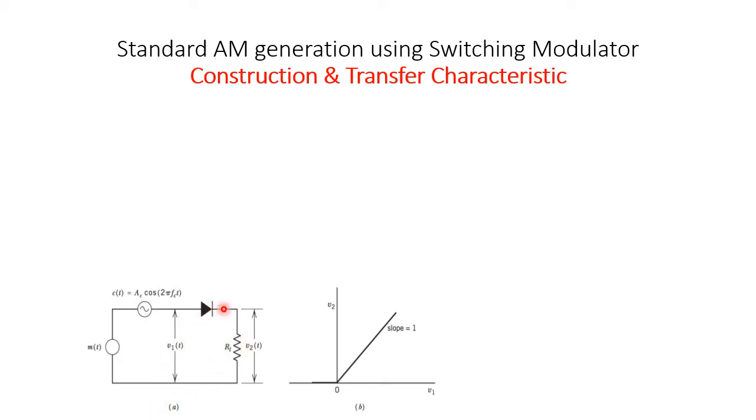What will happen to this diode? We are assuming it to be an ideal diode. When the potential at P is greater than N, it will be forward biased, its resistance will be 0, or we can assume it to be a short circuit. When the polarity is reversed, it will be reverse biased and act as an open circuit. Whatever is given at the input will not be available at the output. So whenever the diode is forward biased, M of t plus C of t will be available at the output, and whenever it is reverse biased, it will act as an open circuit and we'll get a zero output.